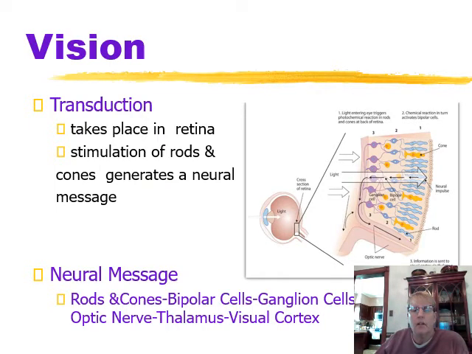Now, as you can see in the lower part of this, it's the neural message. It's just reiterating what I went over. Rods and cones transmit neural messages to bipolar cells. Bipolar cells relay the message to ganglion cells. Ganglion cells form the beginning of the optic nerve, and now the message is on the way to the thalamus, which will then relay the visual information onto the visual cortex.